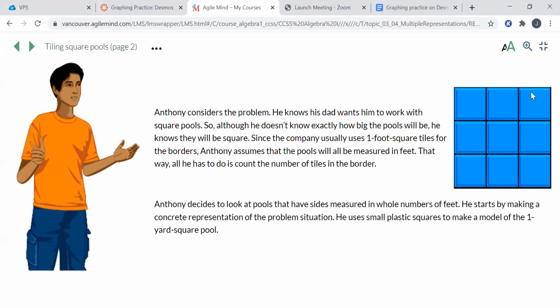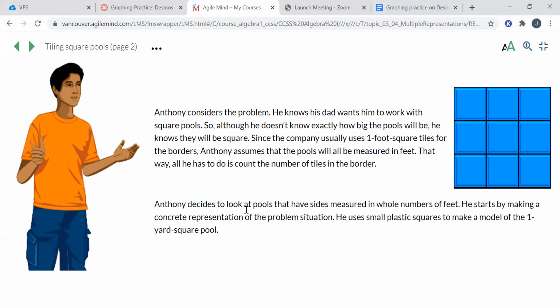What it's allowed to be is called the domain. So I'm allowing a domain of 1, 2, 3, but not 2.5 squares. Okay, so that's what we're talking about when we say our domain is limited. All right, in real life, we call those parameters. Since the company uses that, he will use only full square tiles. He's not going to use fractions of tiles. He decides to look at the pools that have sides measured in whole numbers of feet, like we said.